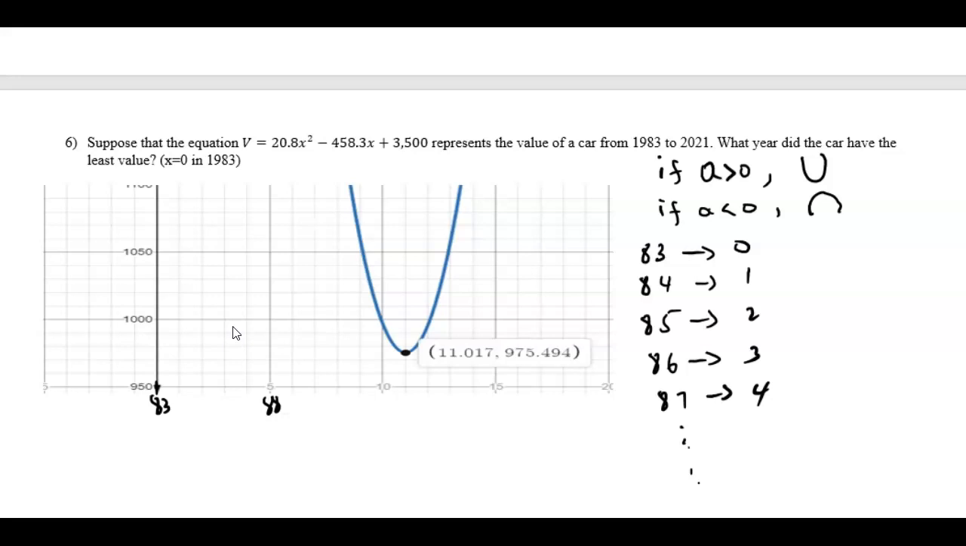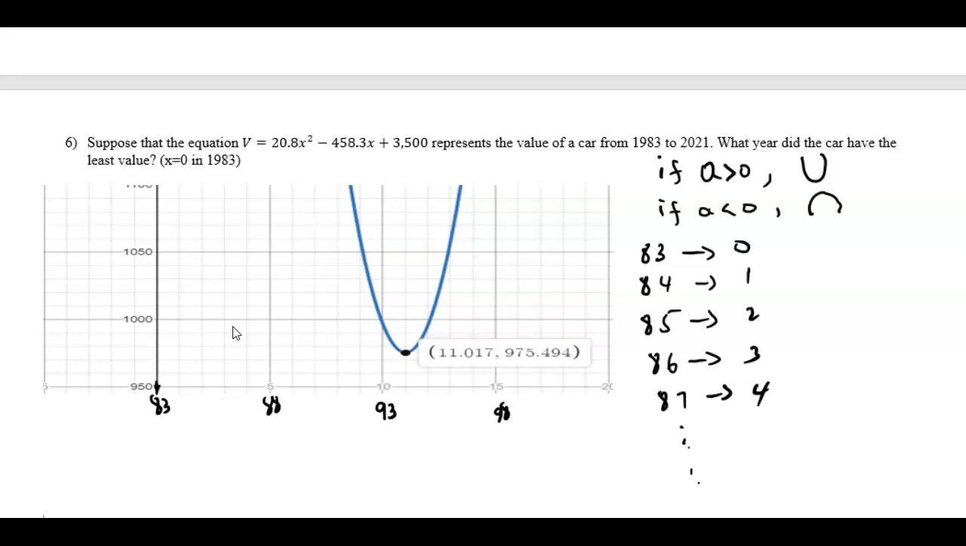And 10 would be 93. All right, and then 15 would be 98, and so on and so forth. All right, so that's the graph that's come back. When I type in this function, I got this graph right here.